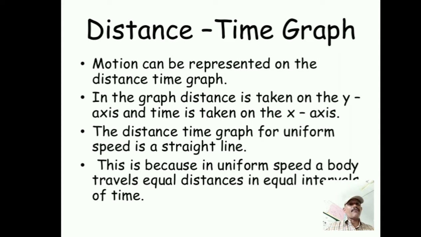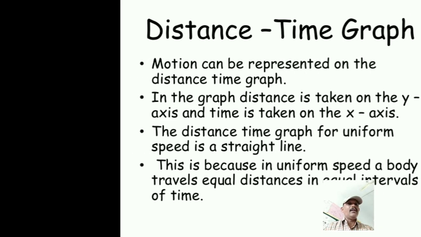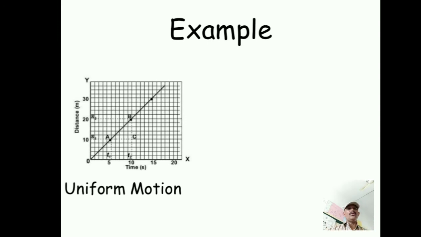So, the distance time graph for uniform speed is a straight line. This is because in uniform speed a body travels equal distances in equal intervals of time. We have already learned speed. If you want to show uniform speed, the body should cover equal distances in equal intervals of time. Now we show this in the graph, represented like this. It shows uniform speed or uniform velocity.